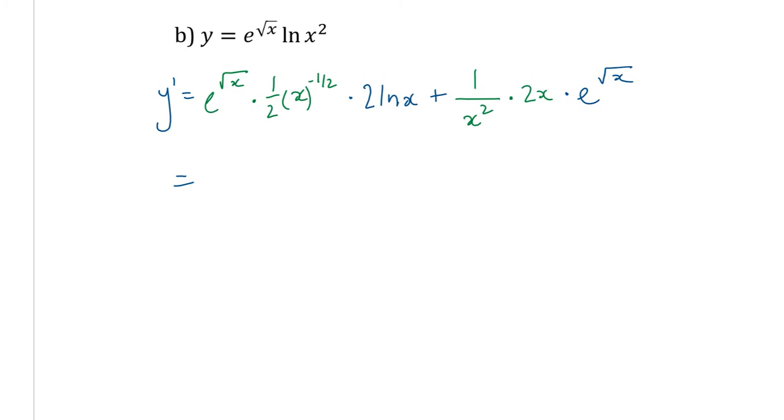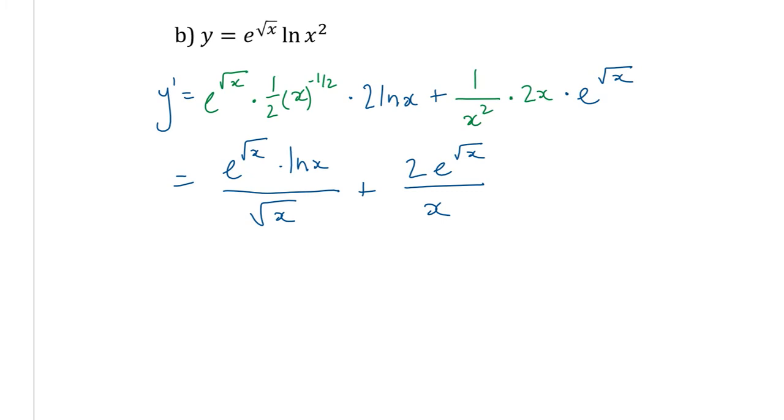So let's see, I've got a 1/2 and a 2 all multiplied together, so they will turn into a 1. So this looks like e to the root x times ln x over root x, plus 2. So I've got an x squared and an x. That will simplify. So 2e to the root x over x.